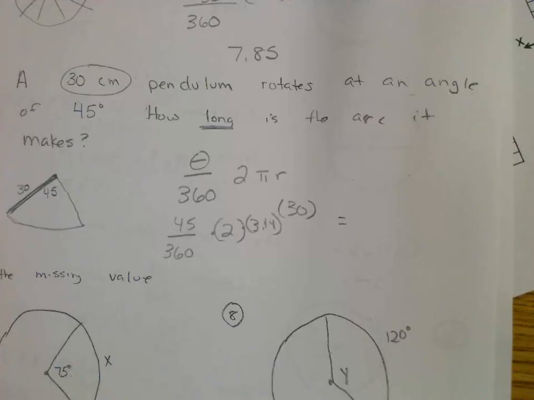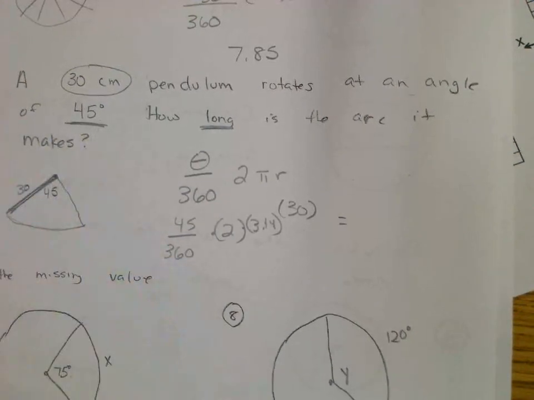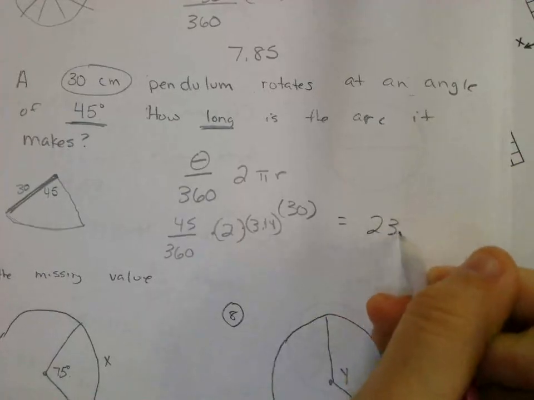So you do 45. What's 45? 45 is your angle measure right there. So I do 45 over 360 times 2 times 3.14 times 30, which gives me 23.55.